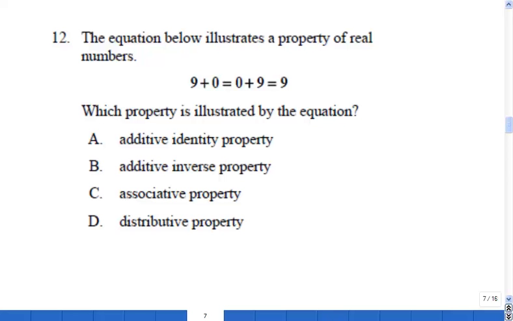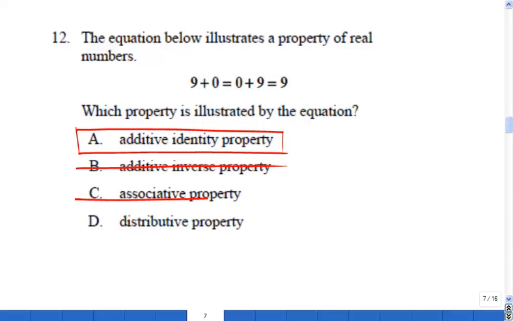And as you guys can see here, when you talk about addition, 0 added to any number is not changing that number in any way. That's why this is the additive identity property, where a number to which you add 0 will stay the same, will not change. It's not the additive inverse, it's not the associative, it's not a distributive property.